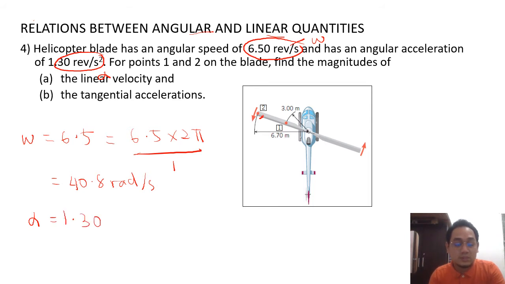Okay, so for alpha, which is 1.30 rev per second squared, if we want to change into SI unit, it's going to be 1.3 times 2 pi over 1. We don't need to change the unit for time, because the unit for time is already in SI unit. So the value of alpha in SI unit will be 8.17 radian per second squared.